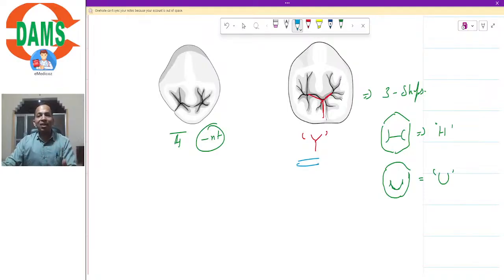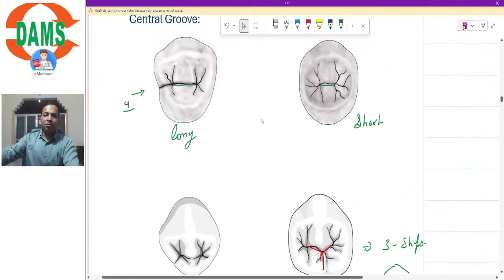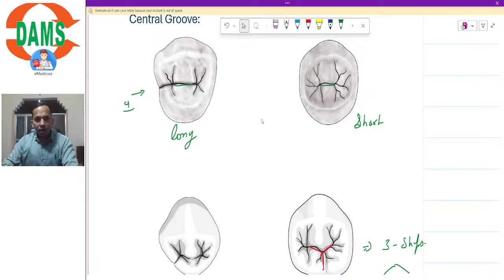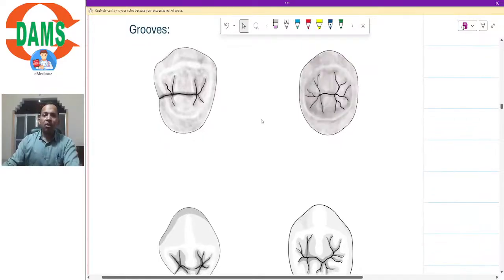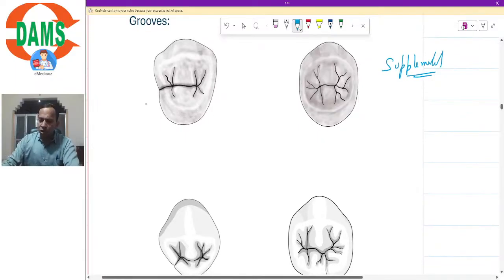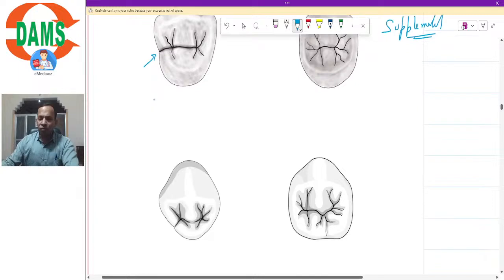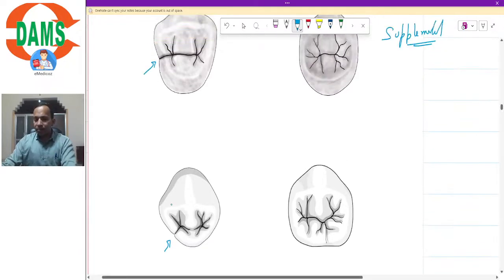The central groove is absent in which of the premolars? It would be mandibular first premolar, and amongst the maxillary premolars, it is longer in the first premolar and it is shorter in the second premolar, right? Next, accessory grooves or supplemental grooves. Central groove is the developmental groove. Now, supplemental grooves. I have already told you about the mesial marginal groove, which is a developmental groove, and I have also told you about the mesiolingual groove, which again is a developmental groove. So we will not talk about these grooves again, right?